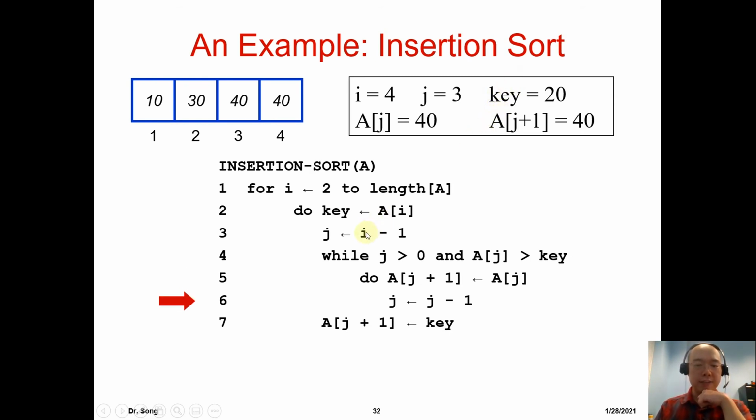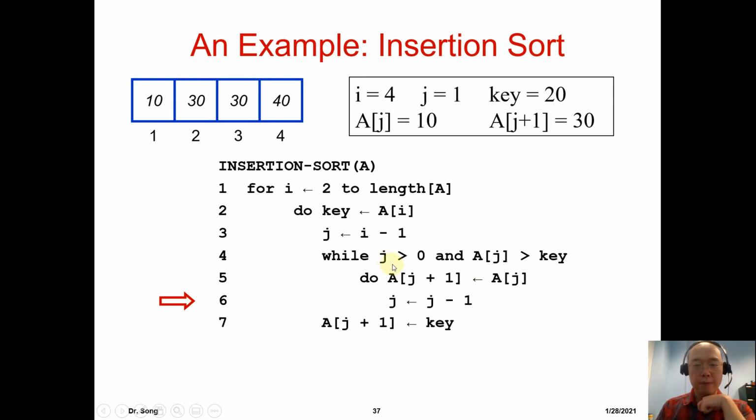Okay, and then the next part, well, we are going to check this condition again. Well, j reduced by 1, so j is 2, greater than 0, that is true. And then a[j], which is 30, and 30 is still greater than the key because the key is 20. So we want to shift the 30 also to the right side. So 30 is shifted, and then we want to check this condition again.